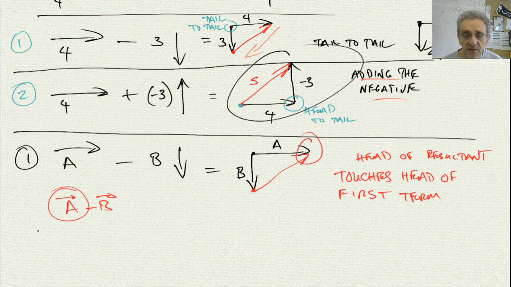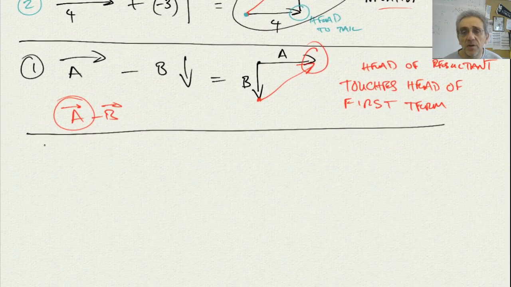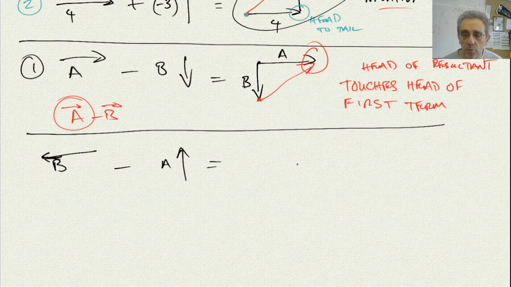So in other words, if we tried another example, let's try doing one where we say B, and let's say B is like this, and then let's go minus A, and let's say A is like this. Okay, well, we would draw B, and then we would put A tail to tail. Okay, so tail to tail for subtraction.